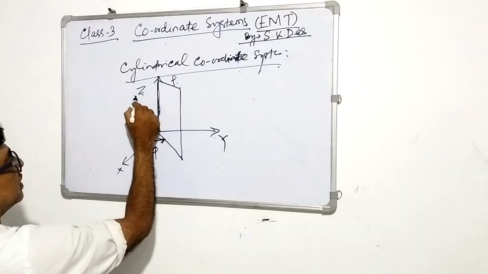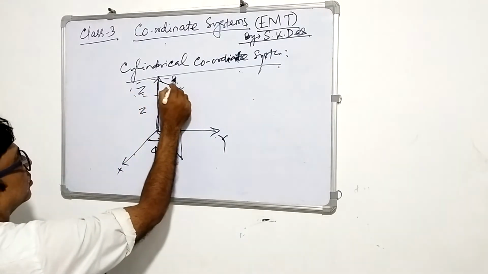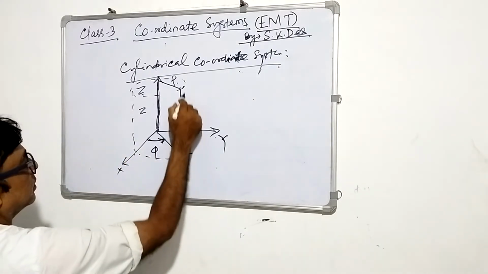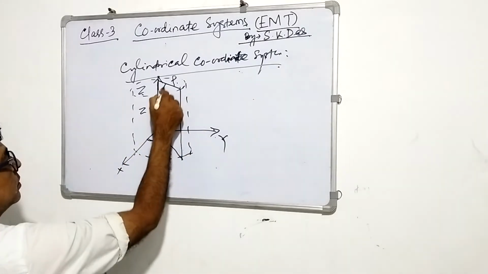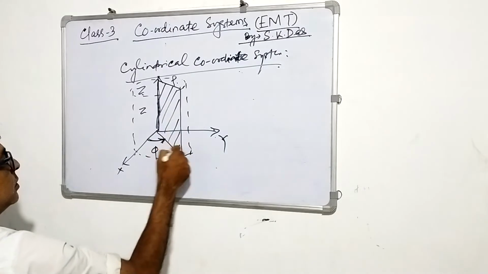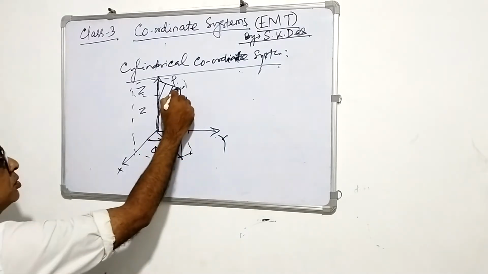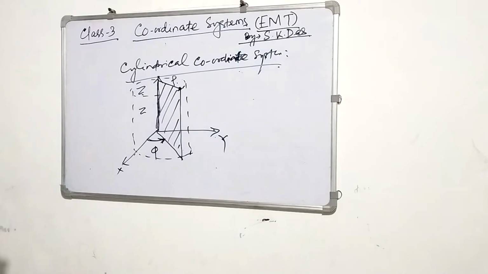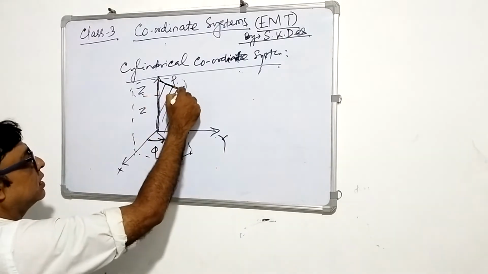So how to complete this? It will be completed like this. So the point is, suppose, here. If we take the point here, you see it has three coordinates. One is rho, that is the radius.